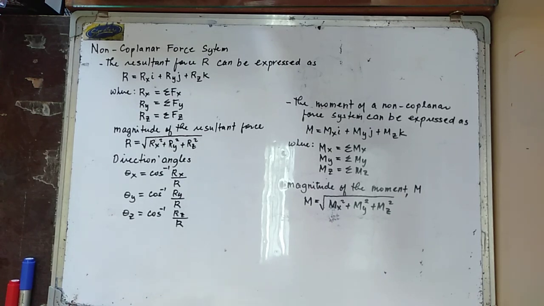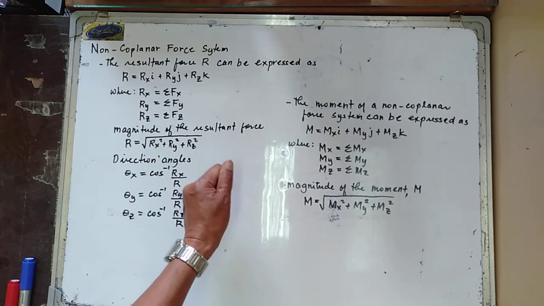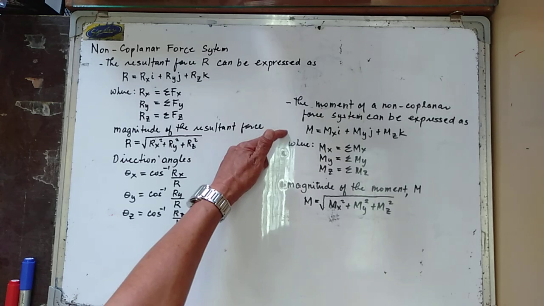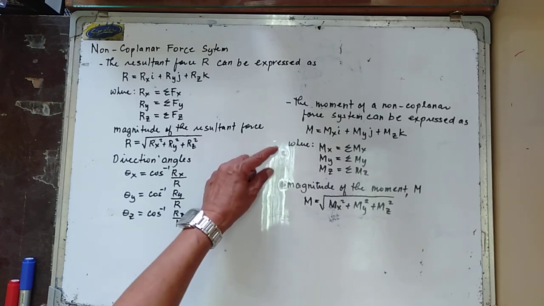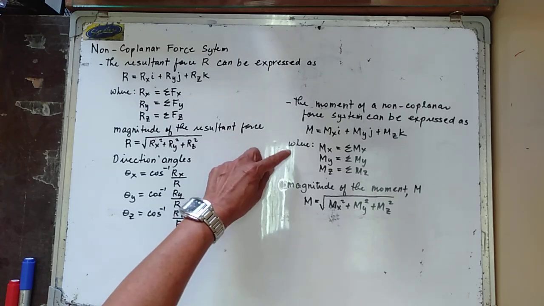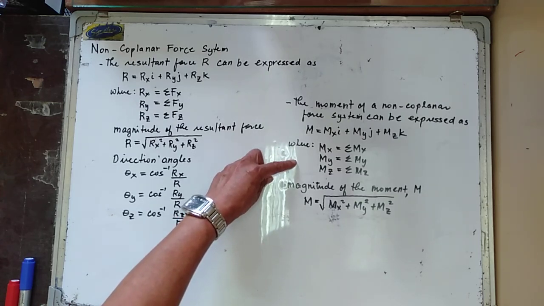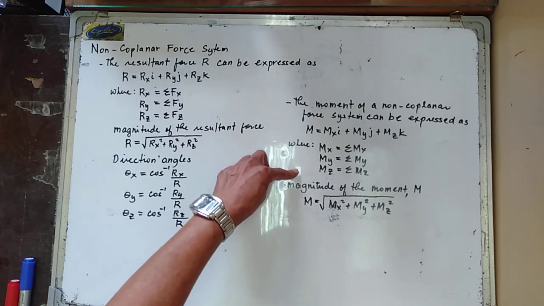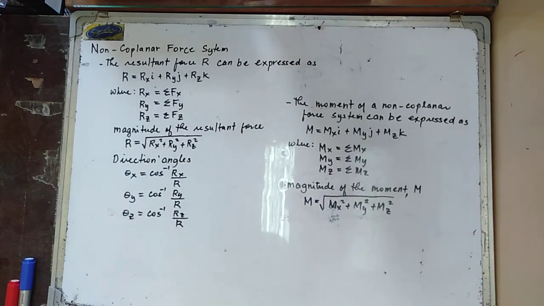So let us try to determine now the moment of a non-coplanar force system. This is expressed in Cartesian vector form as Mx i plus My j plus Mz k, where Mx is the summation of moments about the x-axis, My is the summation of moments about the y-axis, and Mz is the summation of moments about the z-axis.